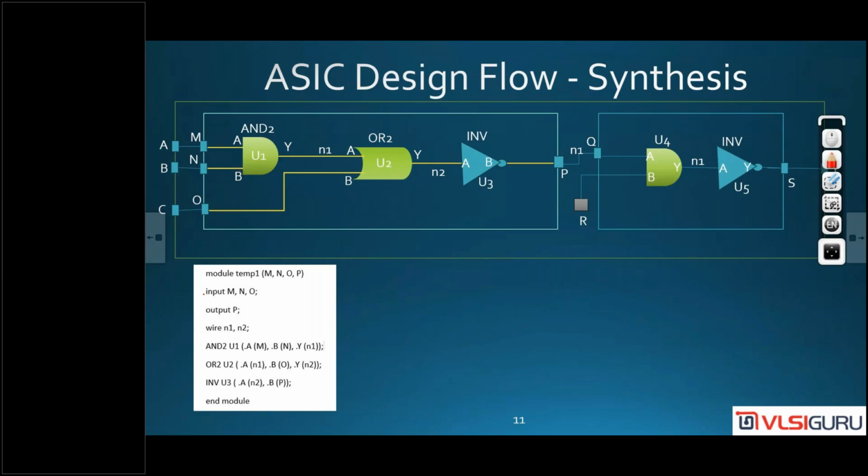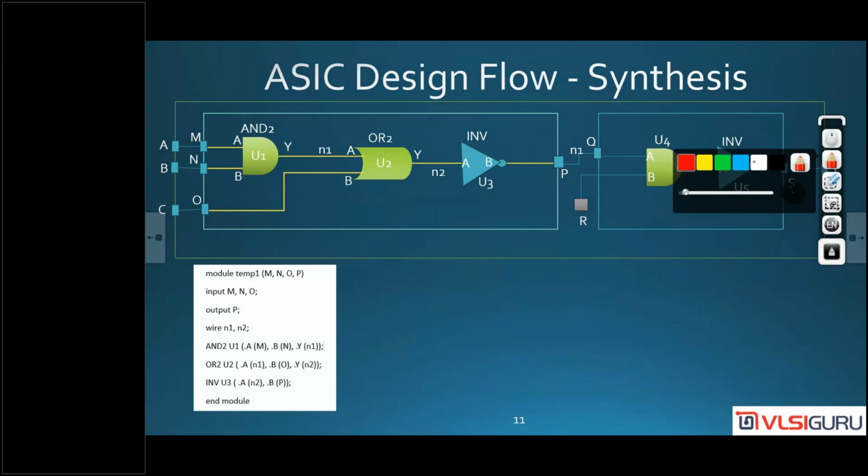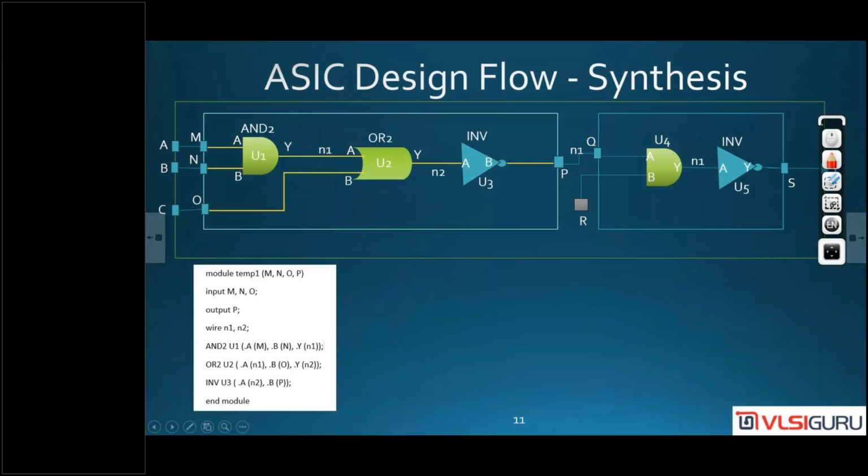Input is M, N and O. What is the output of the block? P. And I have two intermediate wires here. Right? What are the intermediate wires? N1 and N2. Two intermediate wires I have. Now this is called gate level description.